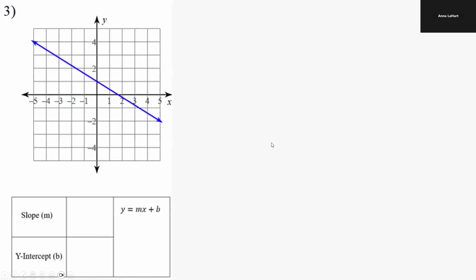Pause the video, go ahead and try this example. All right, here we go. So +1 would have been the y-intercept. The next nice coordinate that would have been through it is down there. That is down 3, right 5. So that's a negative 3/5. So then we would end up with y equals negative 3/5 x plus 1.